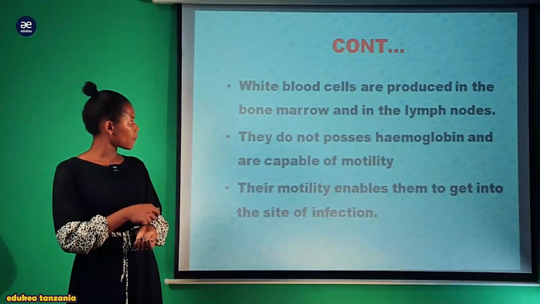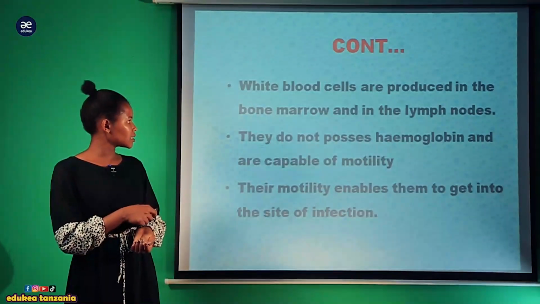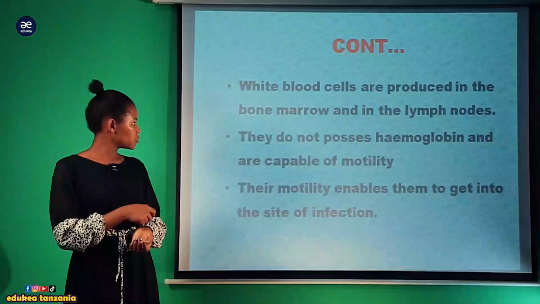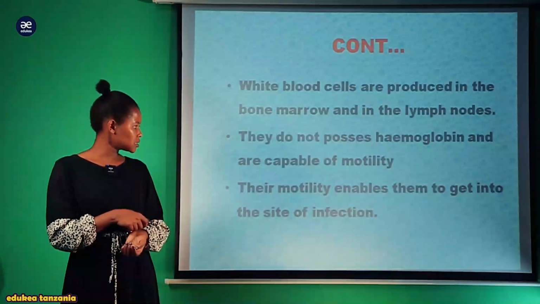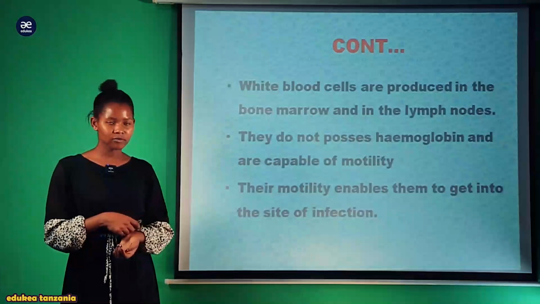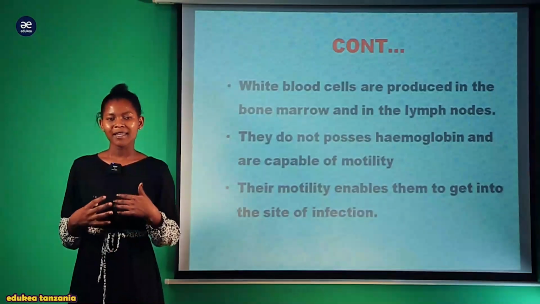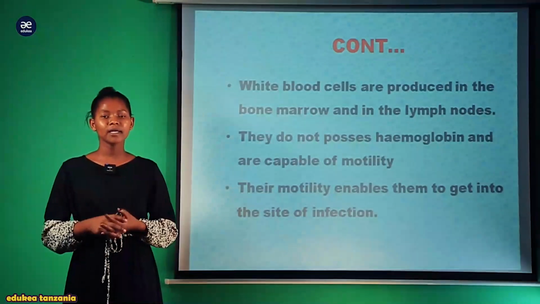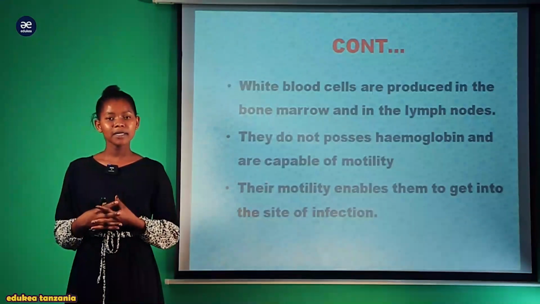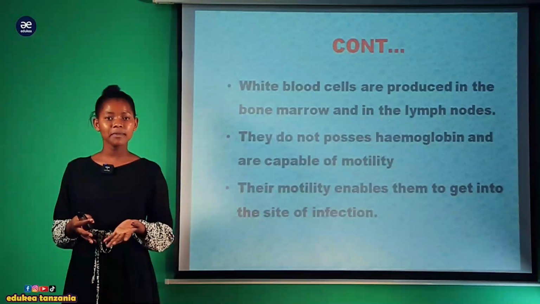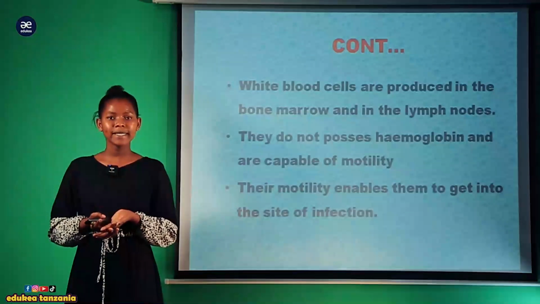White blood cells are produced in the bone marrow and in the lymph nodes. They do not possess hemoglobin and are capable of motility. Their motility enables them to get into the site of infection. The difference between a red blood cell and white blood cell is that white blood cells do not possess hemoglobin, but a red blood cell has.